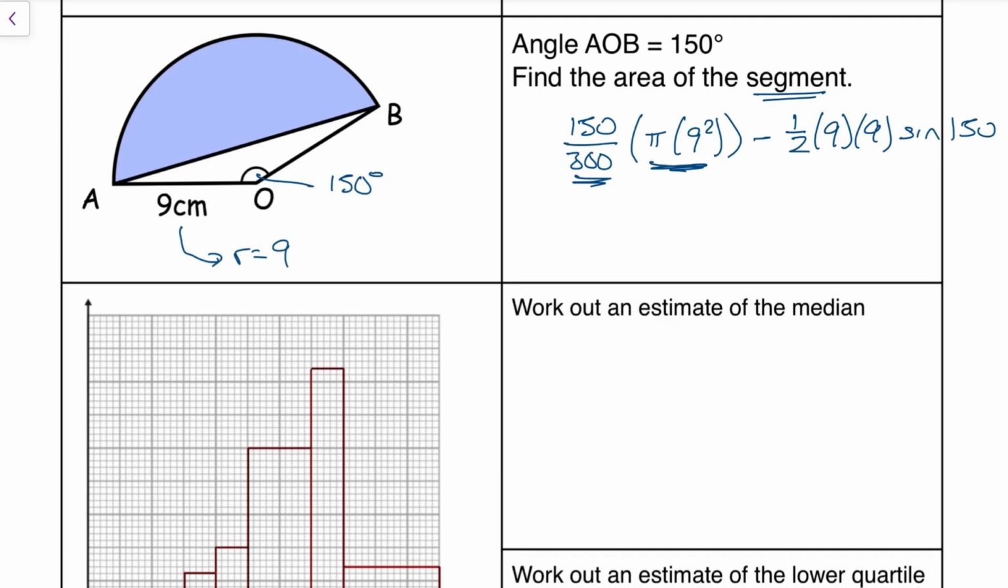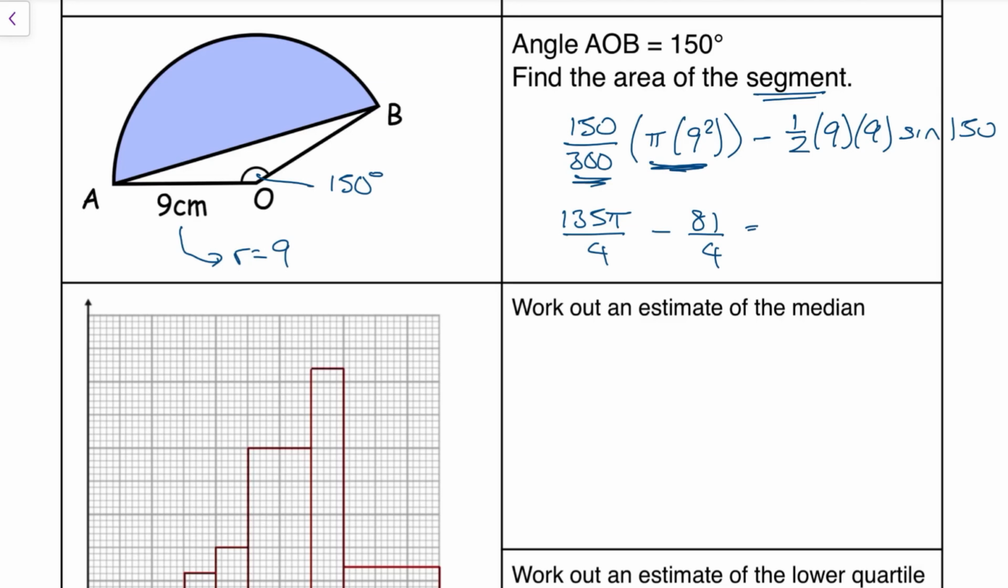Now, this could be a non-calculator question, and it could be that you have to answer in the exact form. So I'm going to give both answers. So 150 over 360 times 81 pi is going to give me 135 pi over 4, minus 0.5 times 9 times 9 times sine 150, which is 81 over 4. And that is because sine 150 is sine of 180 minus 30, so it's sine 30, which is a half. Again, if you haven't come across that yet, don't worry.